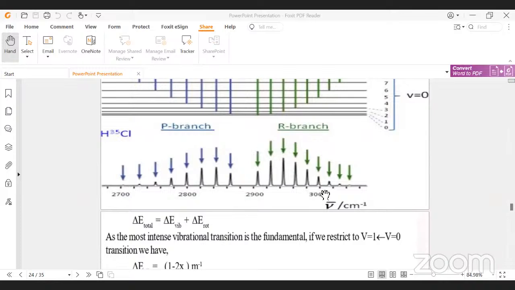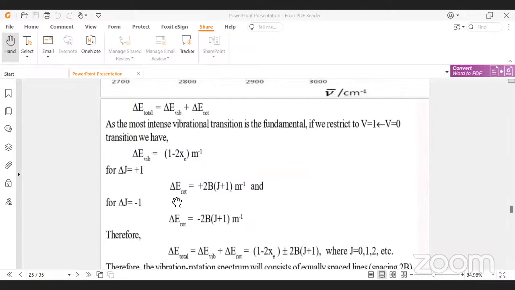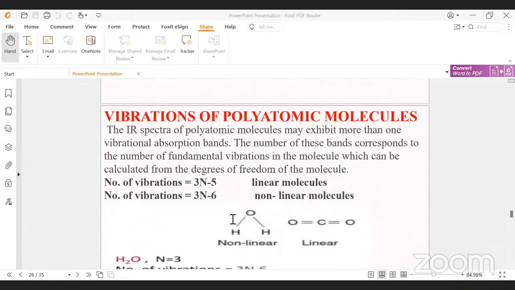The signal will be like this. This is a P branch and this is a Q branch. The middle one is delta J equal to 0, that is a Q branch. This is the energy difference for delta J equal to 0. The energy difference is 2B(J plus 1) in centimeters inverse or meters. This equation will come in rotation spectroscopy also. This is also very important.